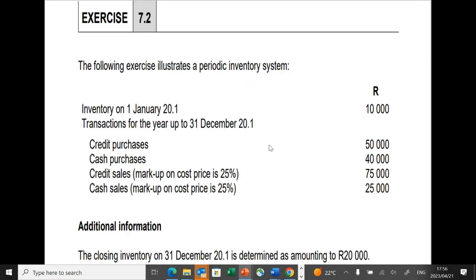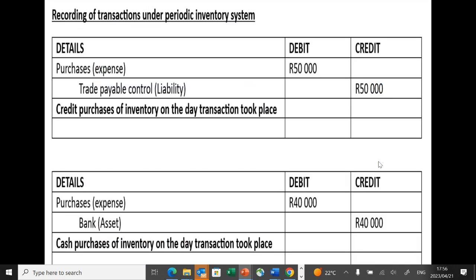Number two, cash purchases. We bought it for 40,000. Because we are using the periodic inventory system, the purchase of inventory cannot be recorded directly to inventory, but we record it to your purchases account. So we're going to debit our purchases expense, which is increasing on the debit side, by 40,000. And what are we going to credit? Our bank. Remember that the money is leaving the entity by 40,000, so assets are reducing on the credit side by 40,000.